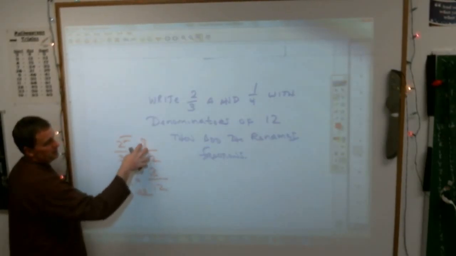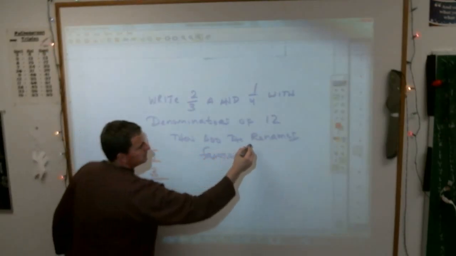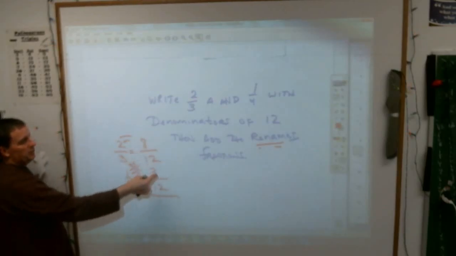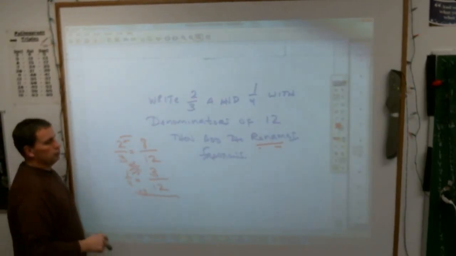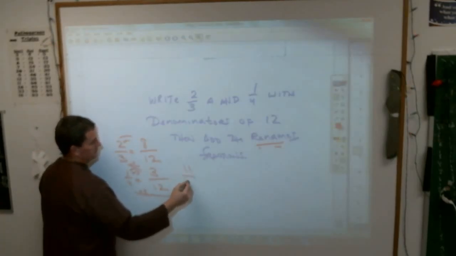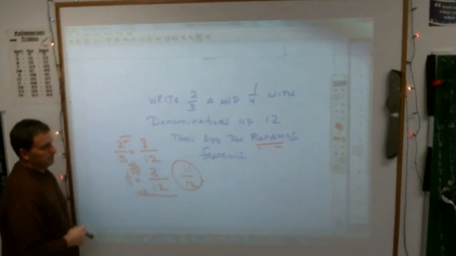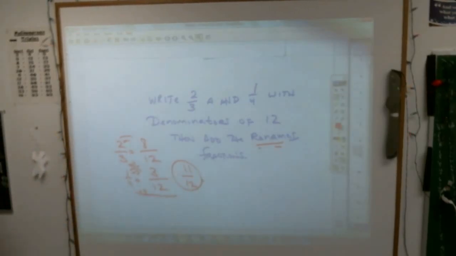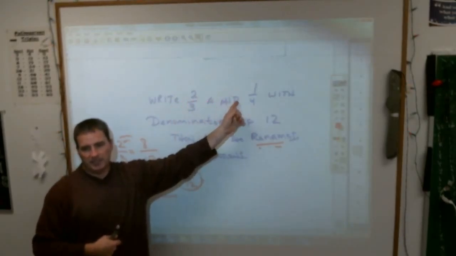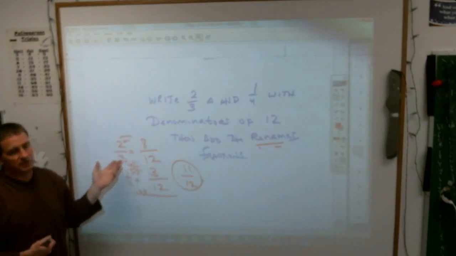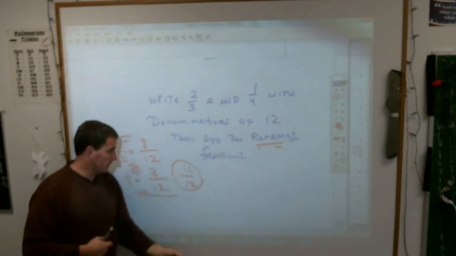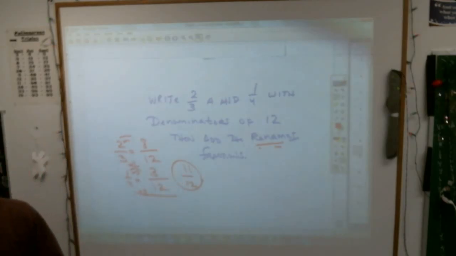So now I have renamed them, so they both have denominators of 12. I just need to add them together. What's 8/12 plus 3/12? 11/12. So kids, 2/3 plus 1/4, you cannot add those together as they are. They must be changed so they have the same bottom numbers. You can't add them together and get 3/7, because it's not. It's actually 11/12, which is very close to 1.